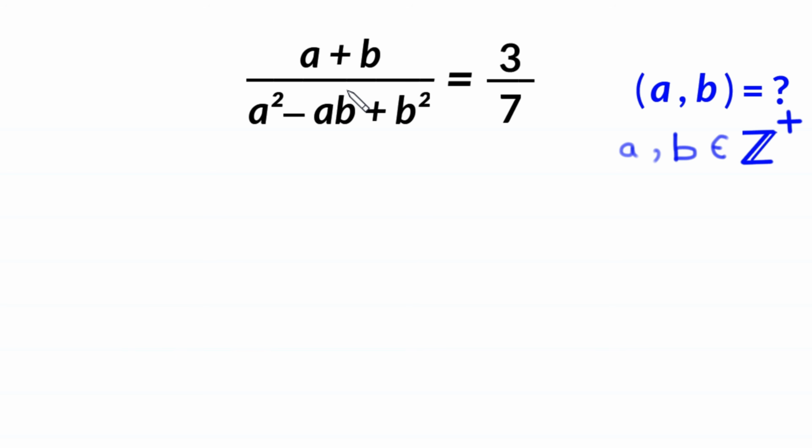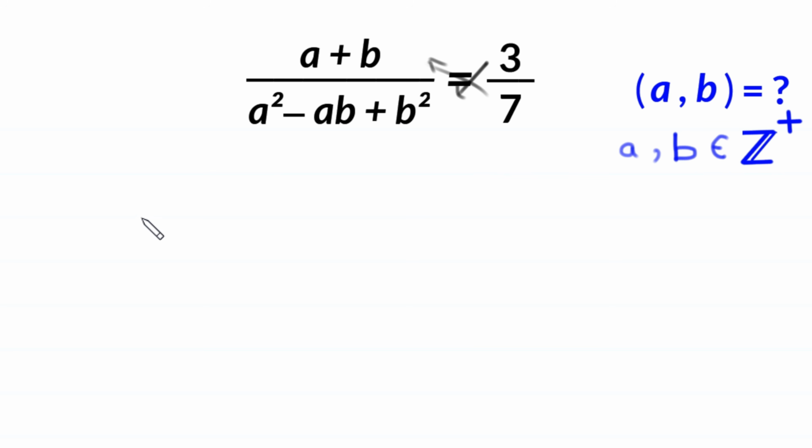A plus b divided by a squared minus ab plus b squared equals 3 over 7. Our job is to find all possible values of a and b such that a and b are positive integers. So let's start. First we use cross multiplication. We multiply this 3 by this expression and we multiply this 7 by this expression.